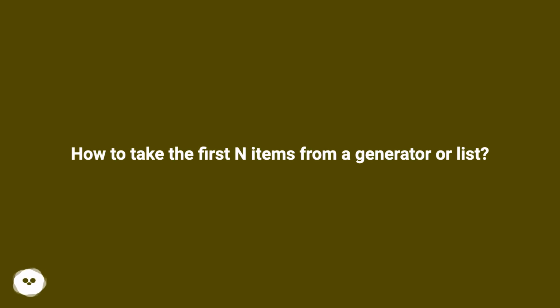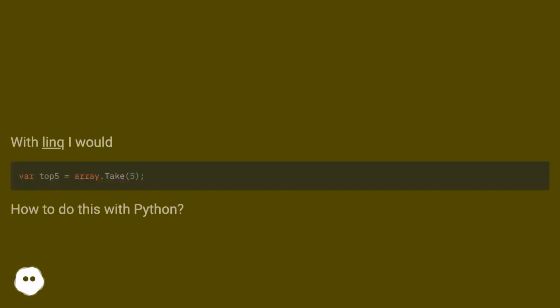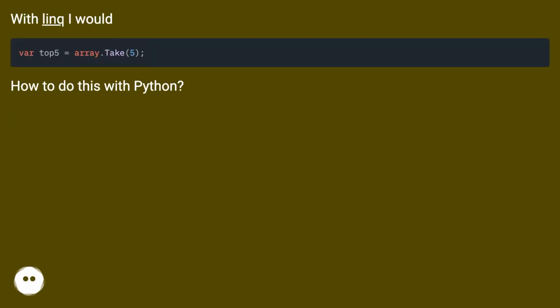How to take the first n items from a generator or list. With LINQ I would. How to do this with Python.